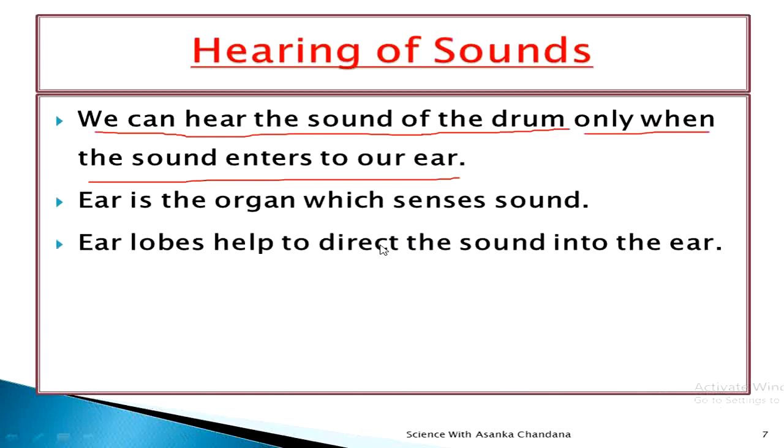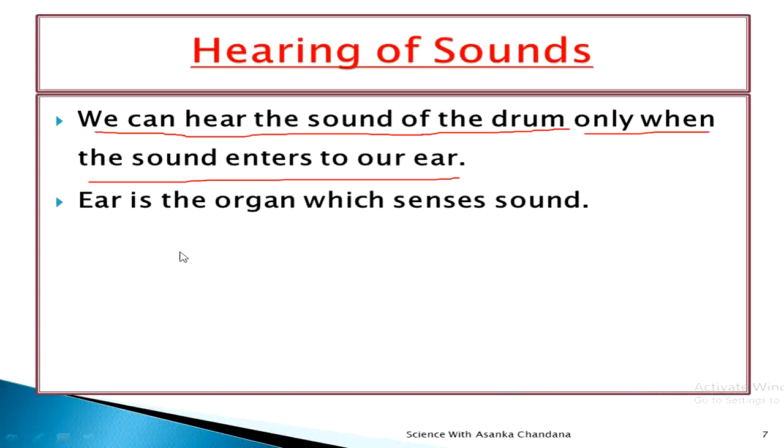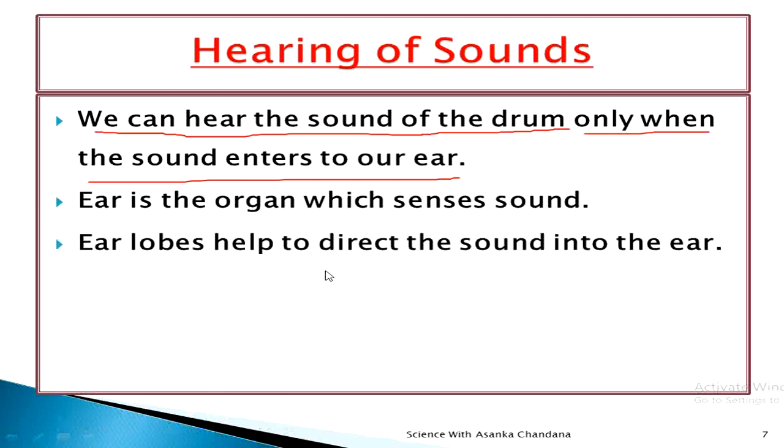When we consider the eyes, eyes are the organ which senses the sight. Nose is the organ which senses the smell. And also, ear is the organ which senses the sound. We cannot hear without ears. Ear lobes help to direct the sound into the ear.